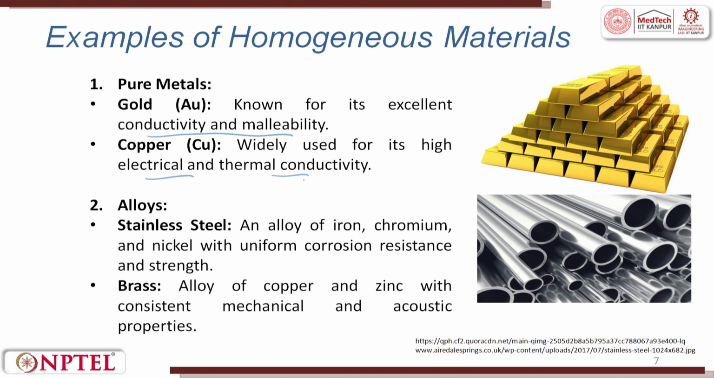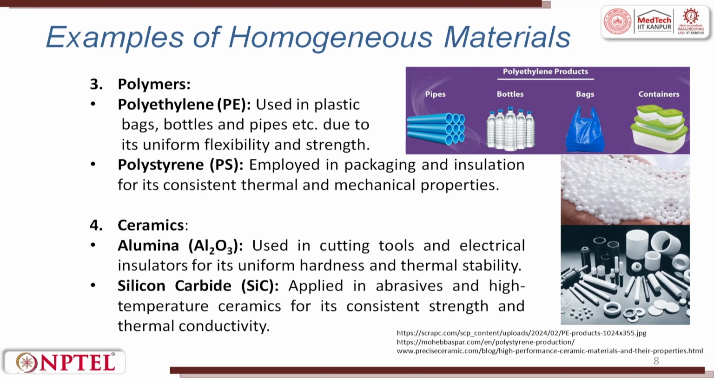In the same way, with alloys, stainless steel is a material which has a composition of iron, chromium, nickel, etc.; depending upon your requirement you start mixing it. Brass is also the same. It has a composition of copper and zinc with consistent mechanical and acoustic properties. So, pure materials also fall under homogeneous. Alloys with uniform properties along the direction fall under homogeneous material. Polymers also fall in the category of homogeneous material.